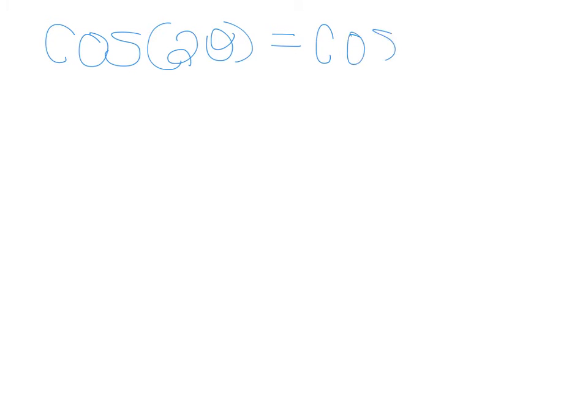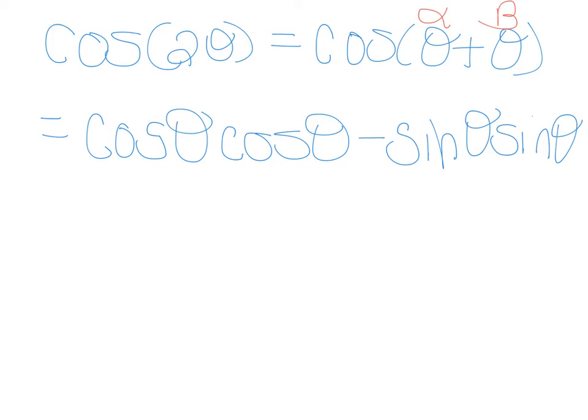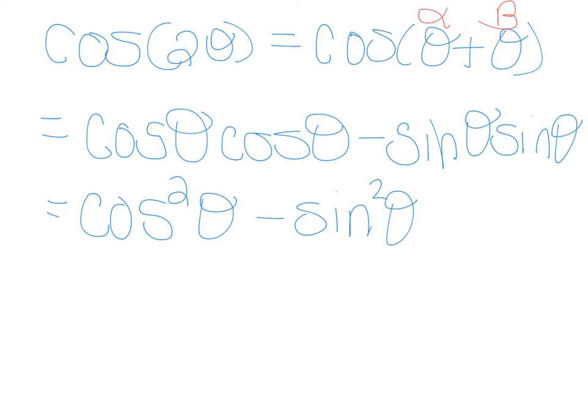Now we're going to do the exact same thing again, only we're going to use cosine. So same exact concept though. Cosine of 2 theta is equal to cosine of theta plus theta, where this is your alpha and this is your beta. And that, when you use the sum and difference formula, is going to become cosine of theta cosine of theta minus sine of theta sine of theta. And that will equal cosine squared theta minus sine squared theta. And that's going to equal cosine of 2 theta.